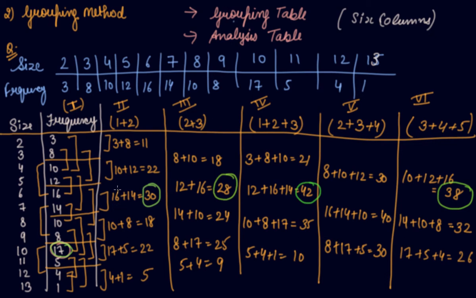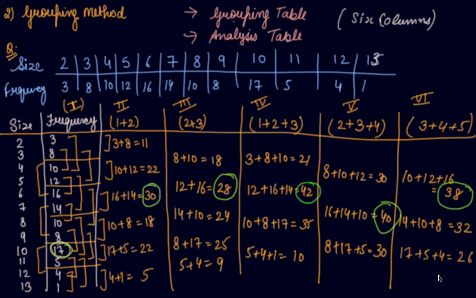From column 1 we have got 17 as the frequency. From column 2 we have got 16 plus 14 as the frequency. From column 3 we have got 12 plus 16 is equal to 28 as the frequency. Here 12 plus 16 plus 14 is 42 as the frequency. Then 10 plus 12 plus 16 is 38 as the highest frequency. In this we have got 40 as the highest frequency. So from 6 columns we will find out the 6 highest frequencies.